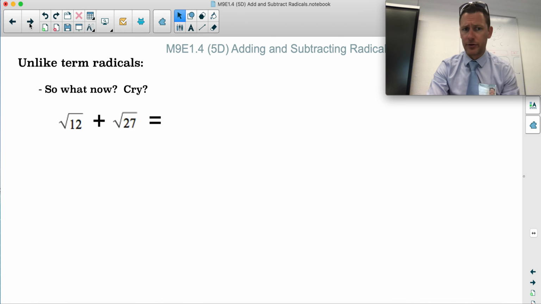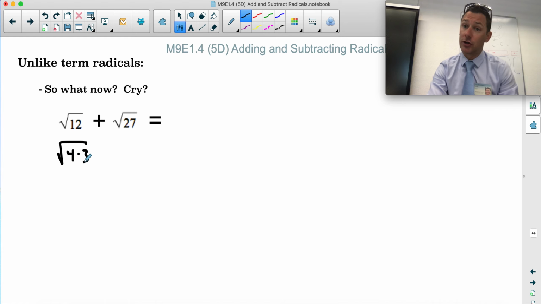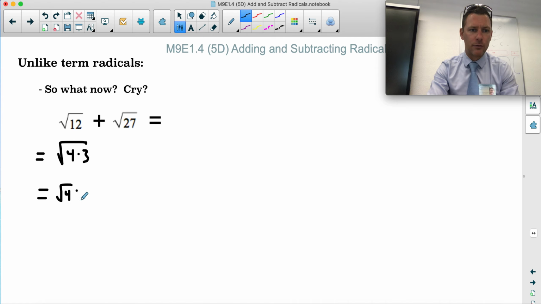I think we've gone through simplifying radicals. But if you haven't, I would think about this as break this up with some perfect squares. So I'd call this 4 times 3. I'm choosing 4 because it's a perfect square. I could choose 6 and 2, but neither of those are a perfect square. And so this really equals root 4 times root 3.